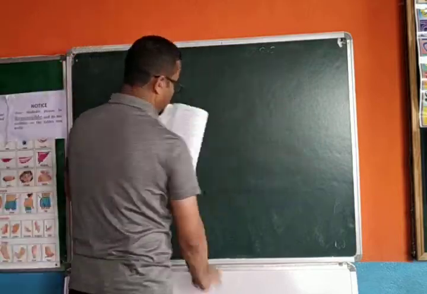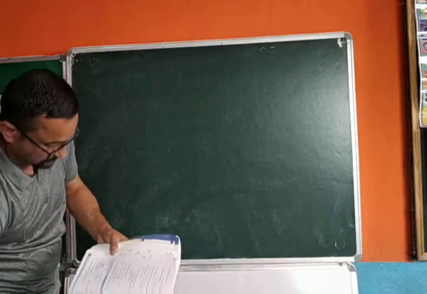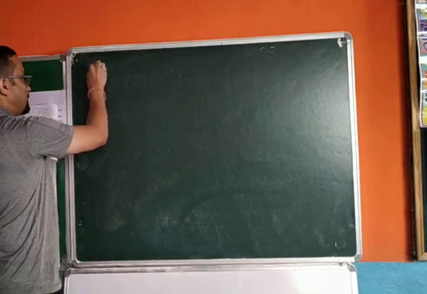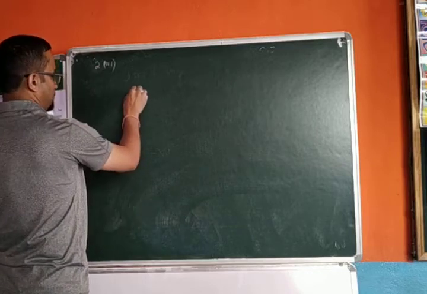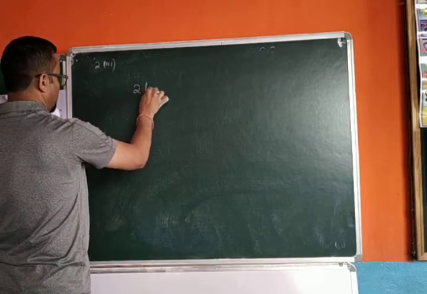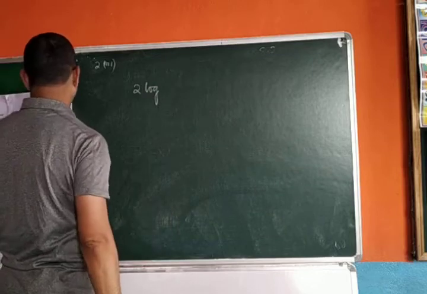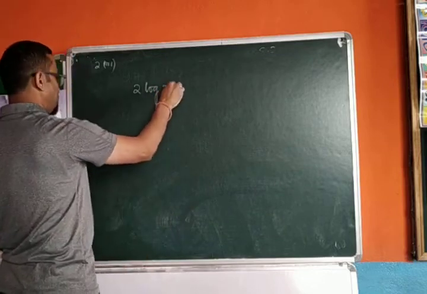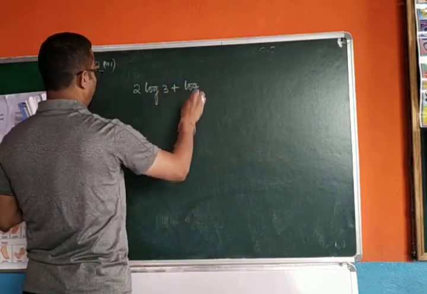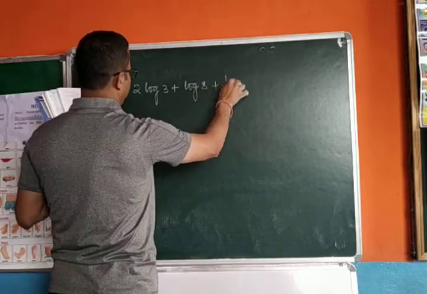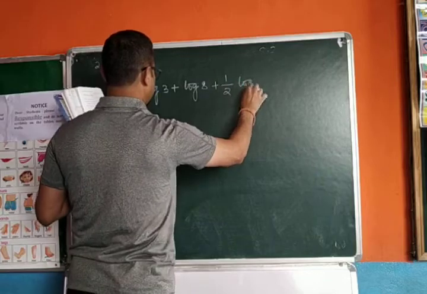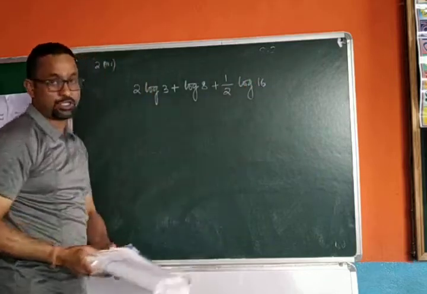Question number 3, 2 part 3. It is 2 log 3 plus log 8 plus 1 upon 2 log 16. Look at this question.